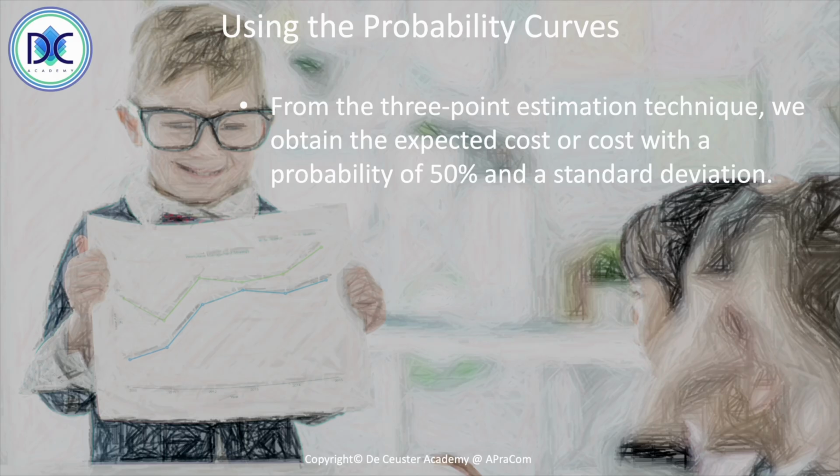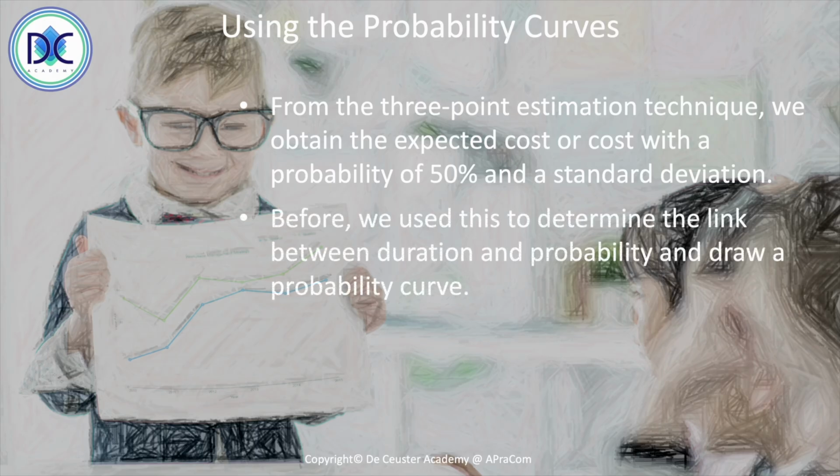obtain in that case the expected cost, or cost with a probability of 50%, and the other output of the formula is the standard deviation. So we have two parameters that allow us to build or to use it with a normal distribution. And we could also use it with a PERT distribution, a beta distribution or a triangular distribution. That would also be a possibility, but everybody is used to using this with a normal distribution, and that's a very interesting way to work with it.